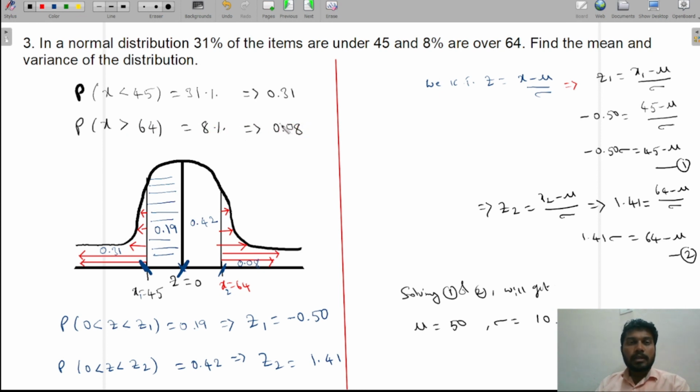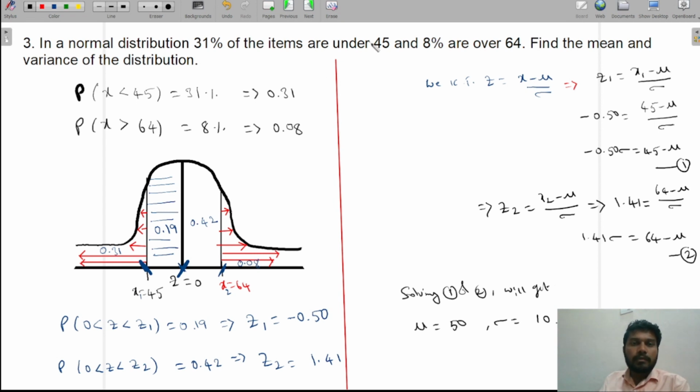Okay, so now I'm taking a normal table. In this table, given the word under, I identified that the line is in the negative direction. So I drew x equal to 45 here. And here, given the word above, I drew the line x equal to 64 in the positive direction, right? So after drawing those lines, we identify where the area from the question is.